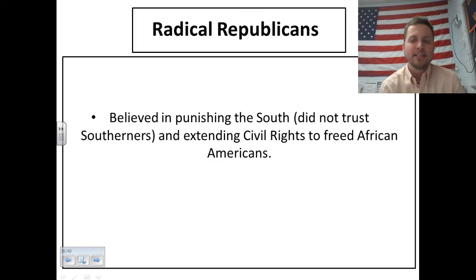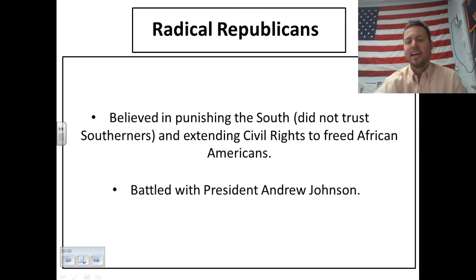They also believe in extending civil rights to freed African Americans. African Americans should have basic civil rights, according to the Radical Republicans. You know who they hated? They hated President Andrew Johnson. They battled frequently with President Andrew Johnson. Andrew Johnson was the president after Abraham Lincoln. He was his vice president. He'll become his president.